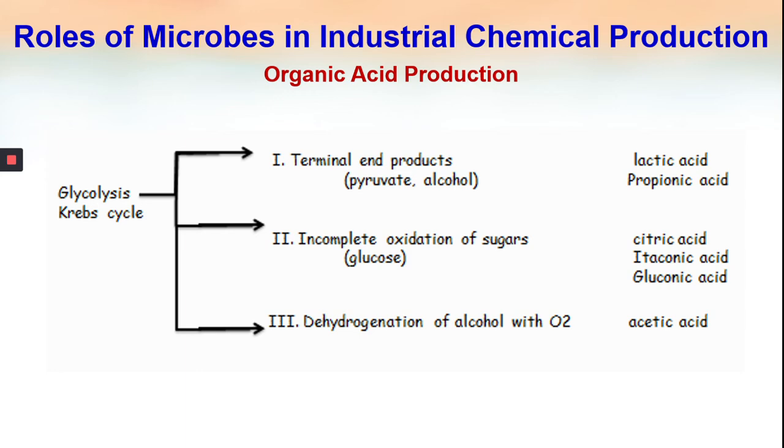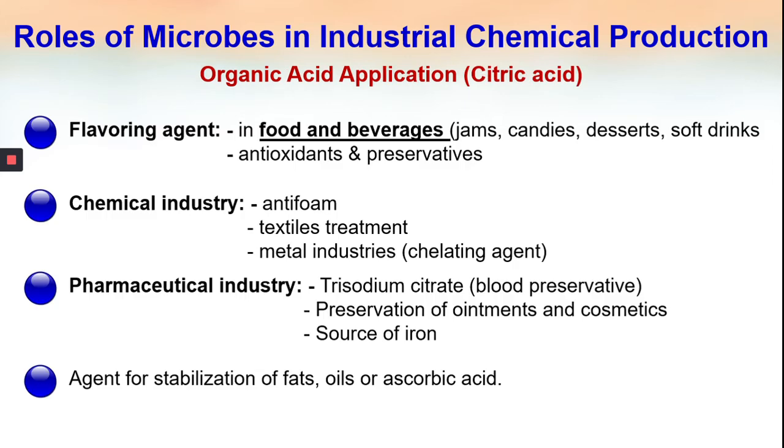As we can see right now, terminal end products such as pyruvate or alcohol will produce lactic acid or propionic acid. Incomplete oxidation of sugar, which is glucose, will produce citric acid, itaconic acid, and gluconic acid, and dehydrogenation of alcohol with oxygen will produce acetic acid. Some microorganisms will produce a single type of acid, and some will produce a mixture of organic acids with different percentages.